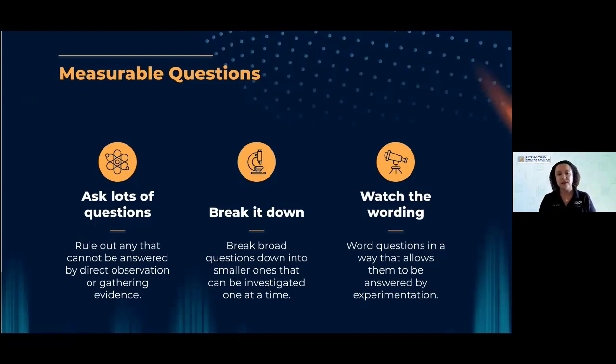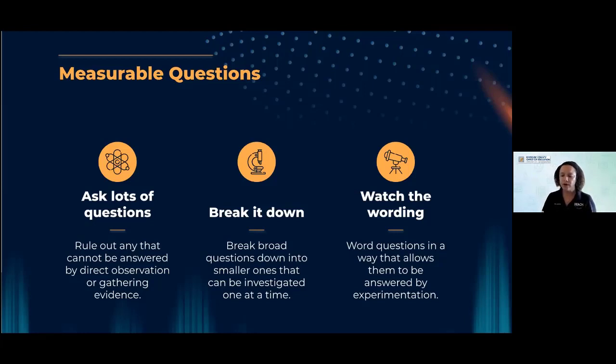Then you want to break it down. Make sure when you're looking at those questions that it's something that they can answer either through direct observation or gathering evidence, because it does have to be measurable. If they can't prove it by testing it, then it's not going to be a testable question. You don't want a binary question like a yes or no. Is it this? Yes. It needs to be, how does X affect Y, right?